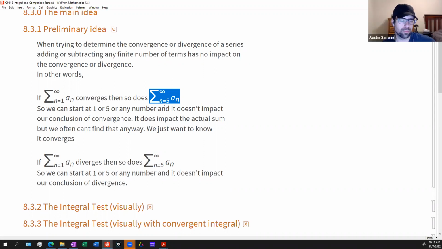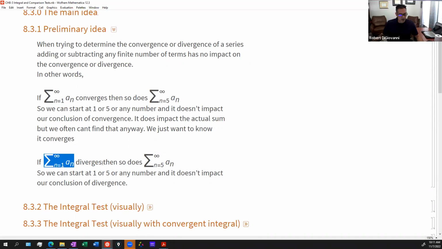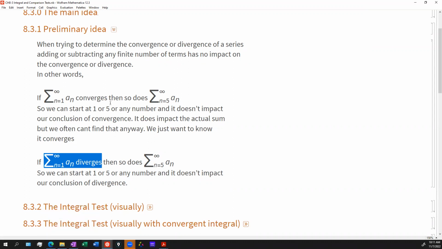Yeah. Okay. So if it diverges, same thing. If you have something that becomes infinite, let's say, and you're starting at n equals one to infinity, then if I go from five to infinity, that should also diverge. Again, taking out four numbers out of the list has no impact on the overall convergence or divergence. Do I need to clarify that at all, or no good? I can clarify it a little more if you need. We're okay?